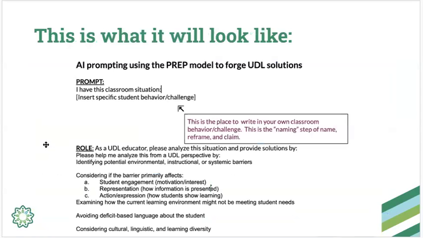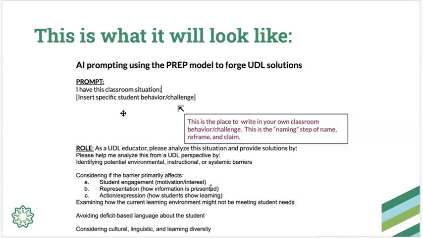I just showed you the document, and here I added a little direction. Here's the place right here between these two parentheses. And what I would do is highlight this and just replace it with the text that you want to put in. This is where you put in your own classroom behavior challenge. That's naming and possibly reframing as well.